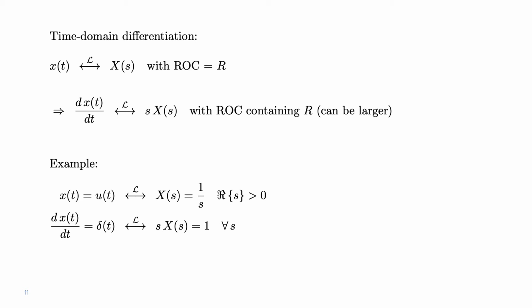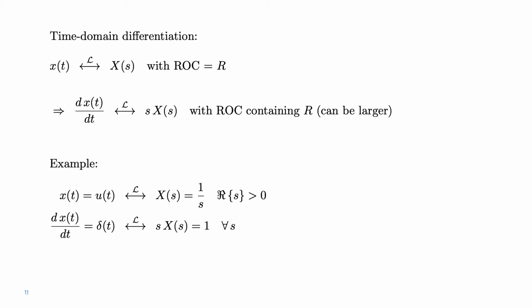And the new region of convergence will contain the original one, but it could be larger. The reason being that since we are now multiplying by s, if in the original region of convergence there were a pole of single multiplicity in the origin, for s equals 0, this will be cancelled, and therefore the region of convergence will be extended. But in general, we can say that it contains R.